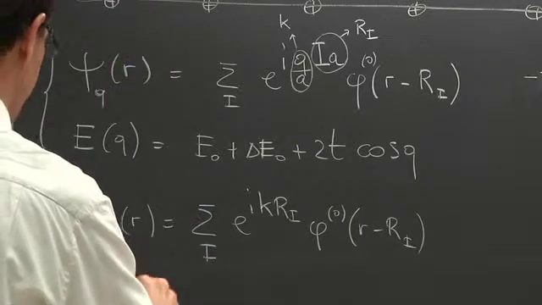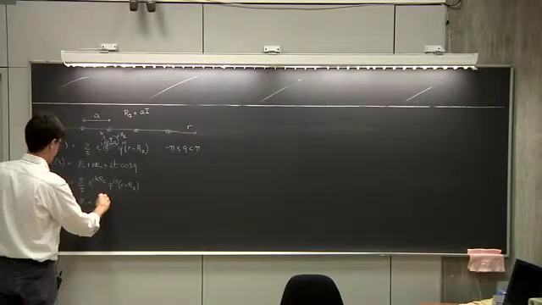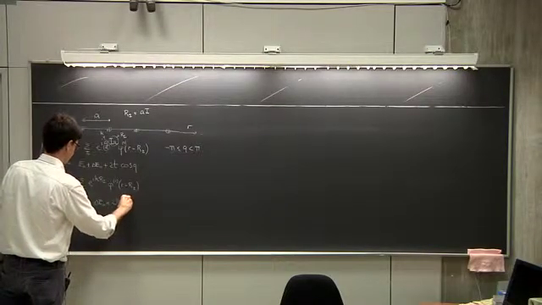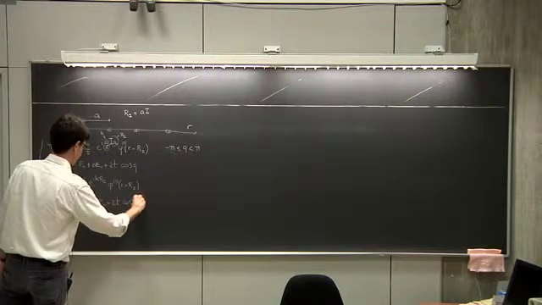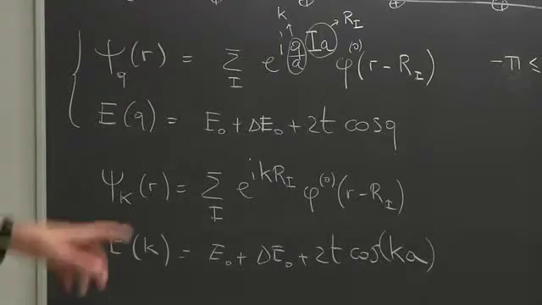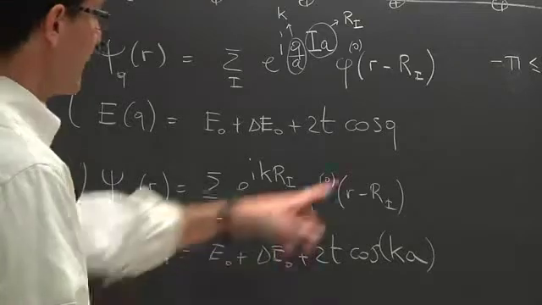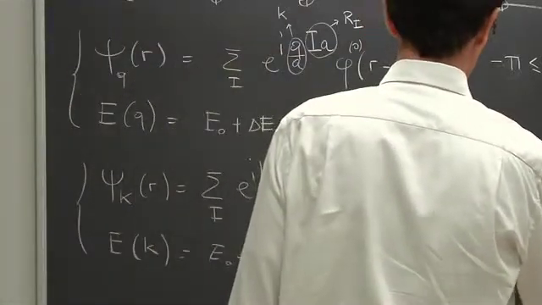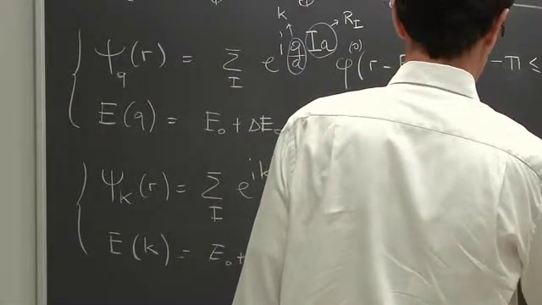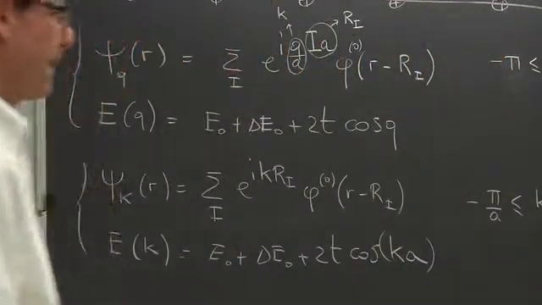And the solution now as a function of K is E naught plus delta E naught plus 2t cosine of K A, right? Because Q is K times A. I'm not doing anything particular, only changing variables. And of course, if I change variables, I'll also need to remember that the range of possible values for K is now this one.